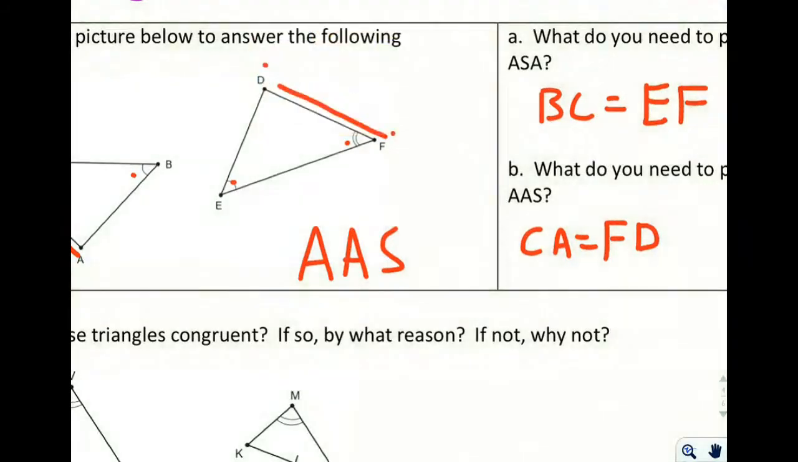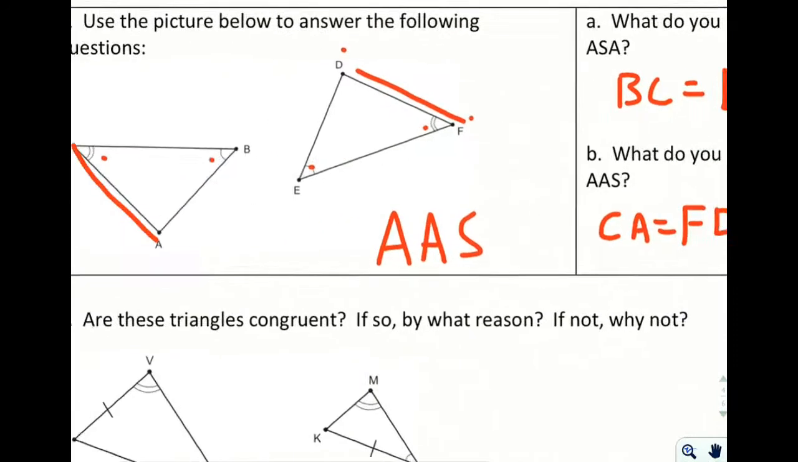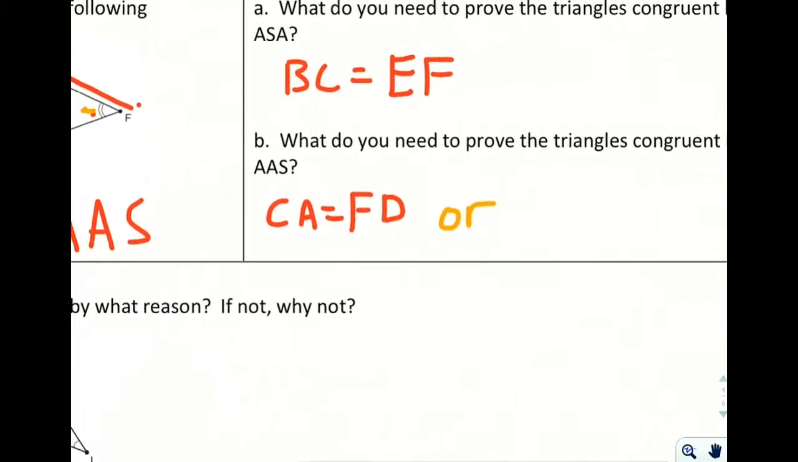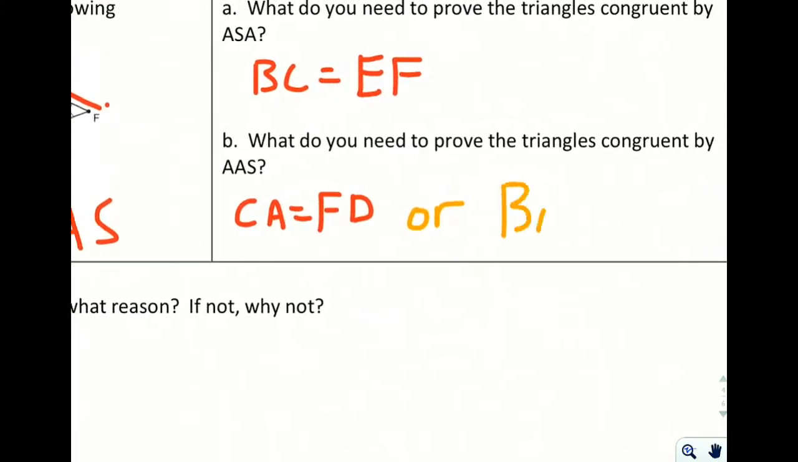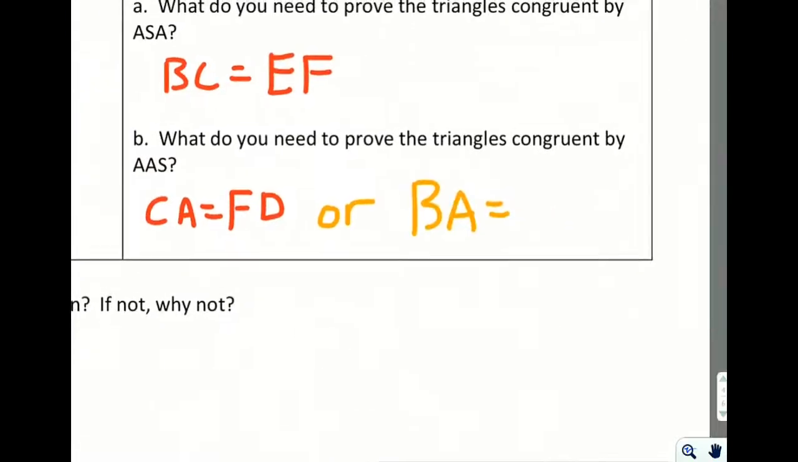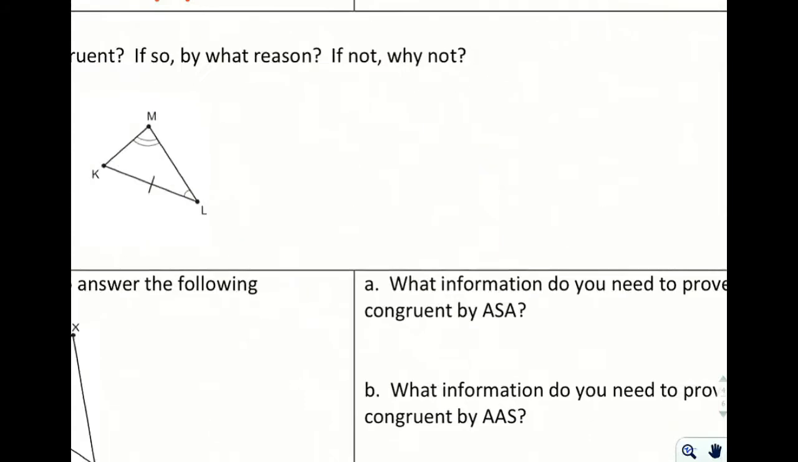However, for angle, angle, side, we could also find the side on the other side. So we could say BA is equal to, and we'll find it in the other one here, BA is equal to ED. So if either of these statements were true, we could prove these triangles congruent by AAS.